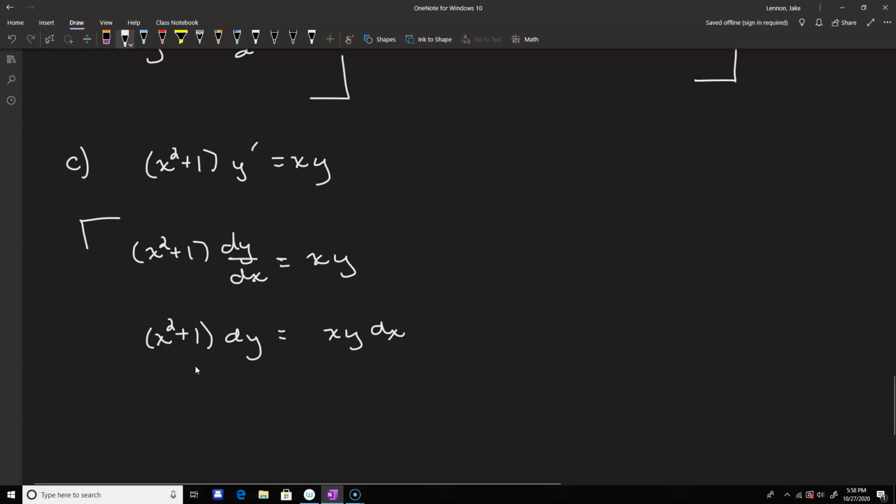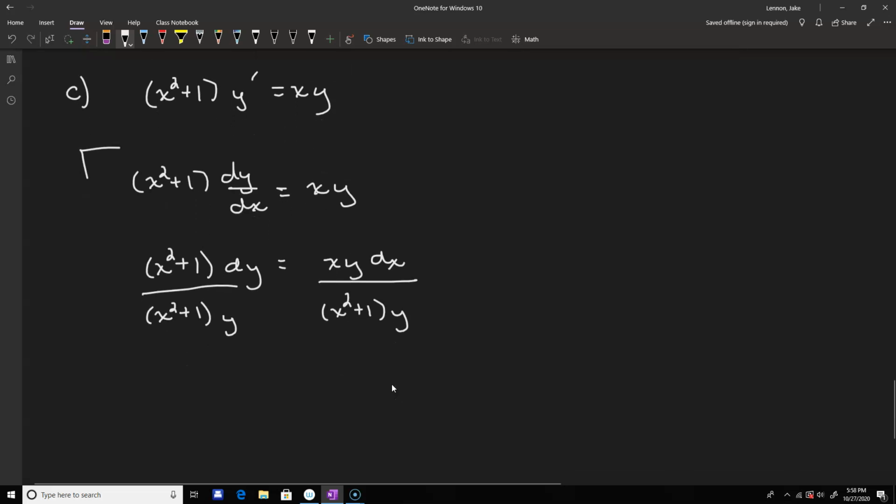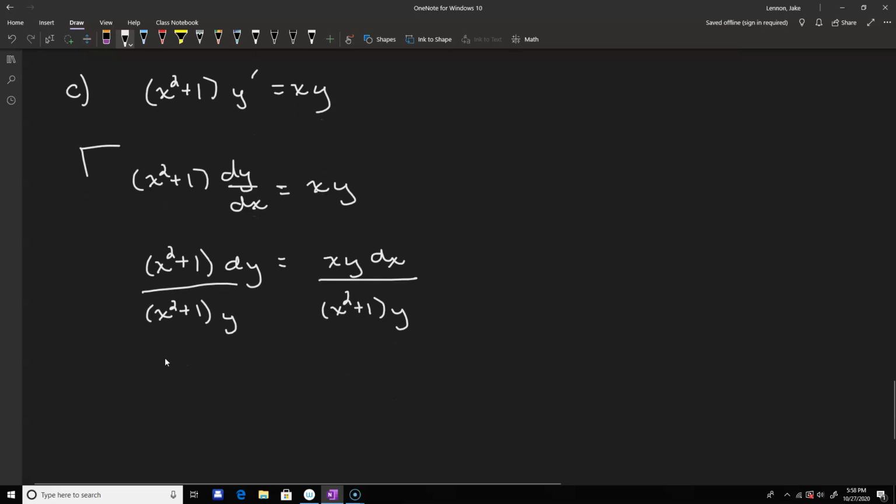And so what I need to do is get my x's on the right and my y's on the left. So to move my x's over, I'm going to divide by this x squared plus 1. And on the right-hand side, I'm going to want to divide by y. So I'm dividing by x squared plus 1 times y on both sides. So the y cancels on the right, and on the left, I've just got 1 over y dy. And on the right-hand side, I've now got this x over x squared plus 1 dx. So I've separated the y's to the left and the x's to the right. Again, this is done via just division in this case.